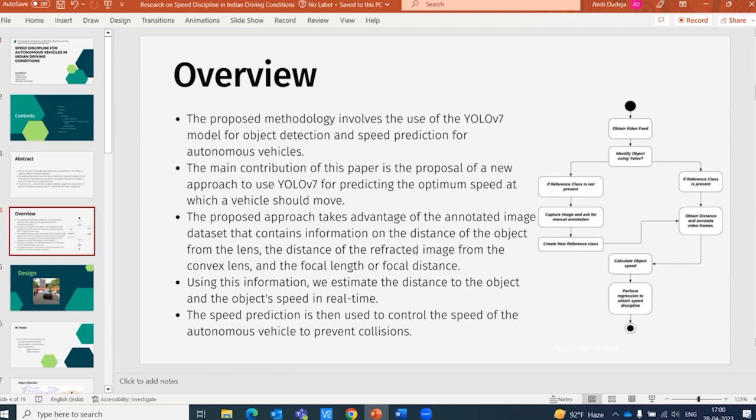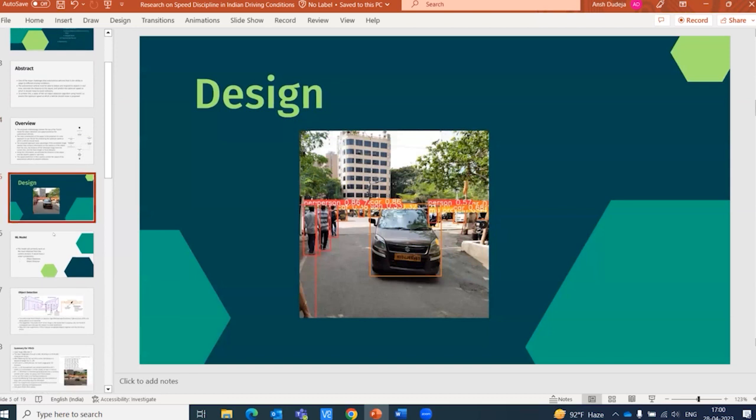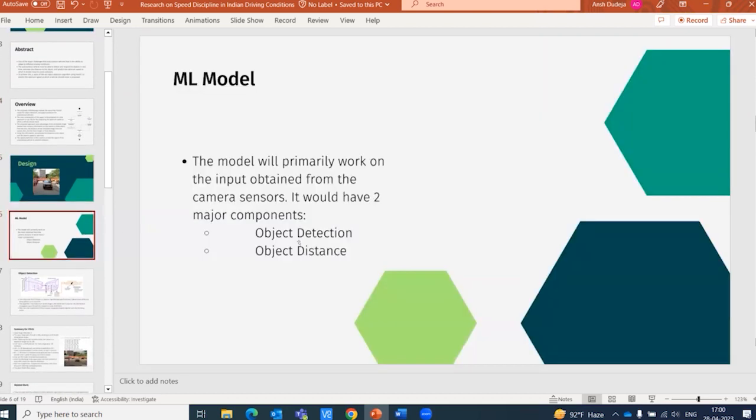So this simple model has been proposed, and for that we have used YOLO version 7. The speed prediction is then used to control the speed of the autonomous vehicle to prevent collisions. The design of the model has two parts, as I have explained: object detection and object distance.